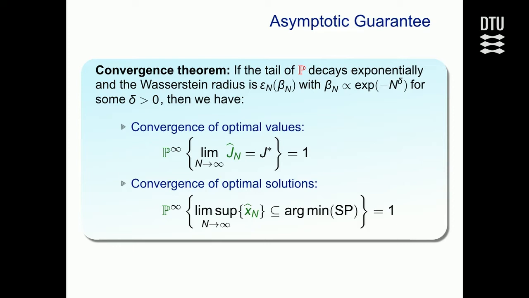If you do that, so you set the beta n to something like that, you substitute it into the formula for the radius, and you solve your problem, then you can prove that the optimal value of the distribution robust optimization problem converges with probability 1 to the optimal value of the true problem, and any cluster point of the optimal solutions of the distribution robust optimization problems converges with probability 1 to a solution of the true problem. Okay? The proof is complicated, and let's leave it, okay?